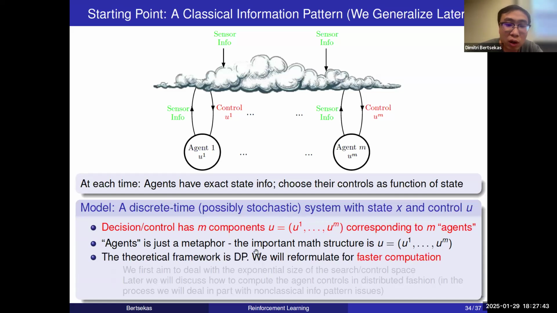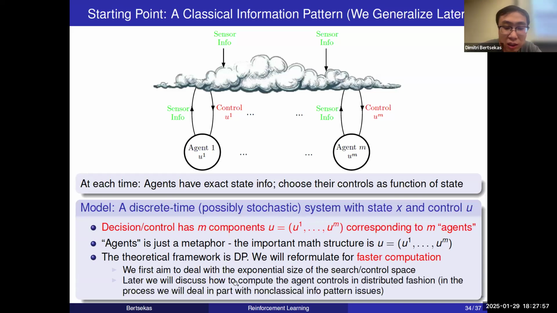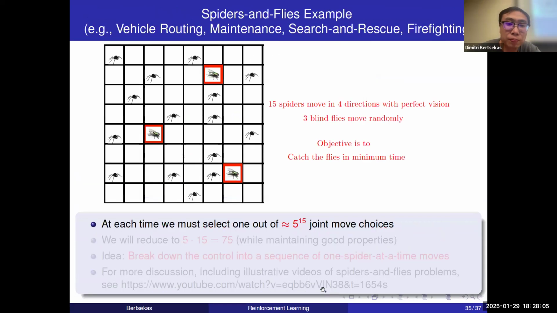The theoretical framework for this problem is dynamic programming, and we will reformulate it for faster computation. We'll first aim to deal with the exponential size of the search and control space. Later, we will discuss how to compute agent control in a distributed fashion. In the process, we will deal, in part, with the non-classical information pattern issue.